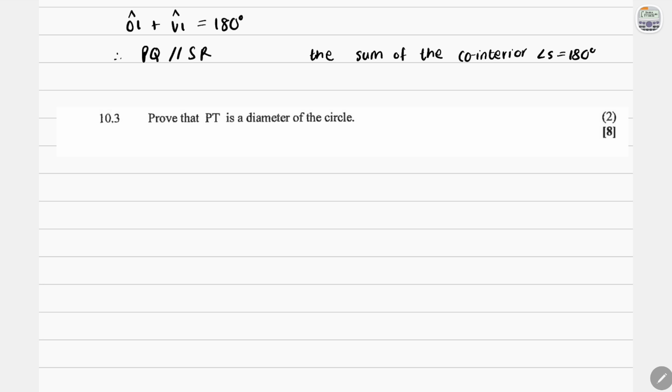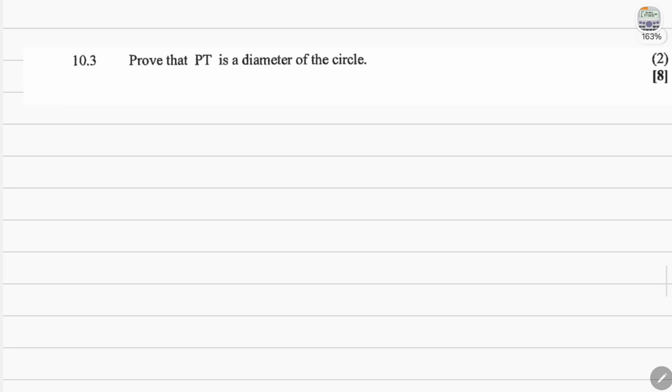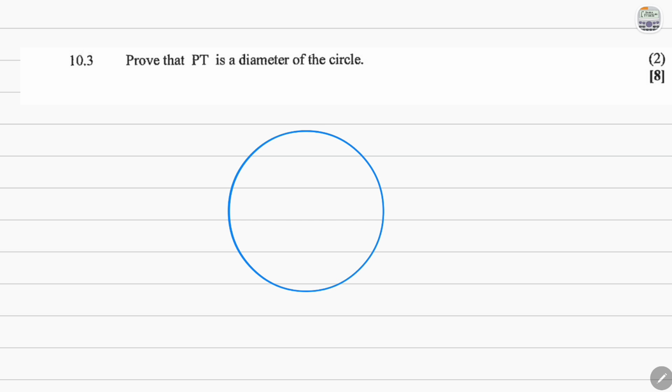And then the last question, question 10.3, says, prove that PT is a diameter of the circle. Okay, before even looking at PT, how do you prove that something is a diameter? How do you know that a line is a diameter? Well, you have to use a theorem that refers to a diameter. And we know a theorem like that with our circle theorems.